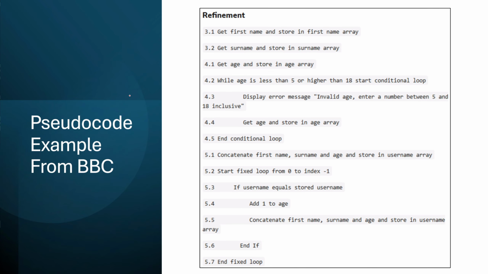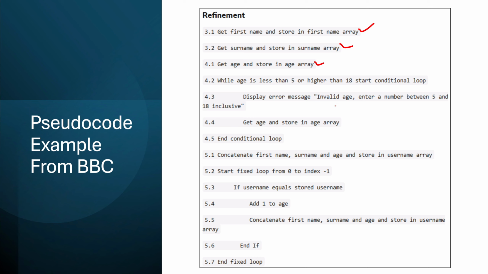This is a refinement of exactly the same pseudocode from before. So get first name and store in first name array, get surname and store in surname array, get age and store it in age array. While age is less than 5 or higher than 18, start conditional loop. That's simply saying the age you entered is less than 5, so it will not be accepted. And if it's greater than 18, it will not be accepted.